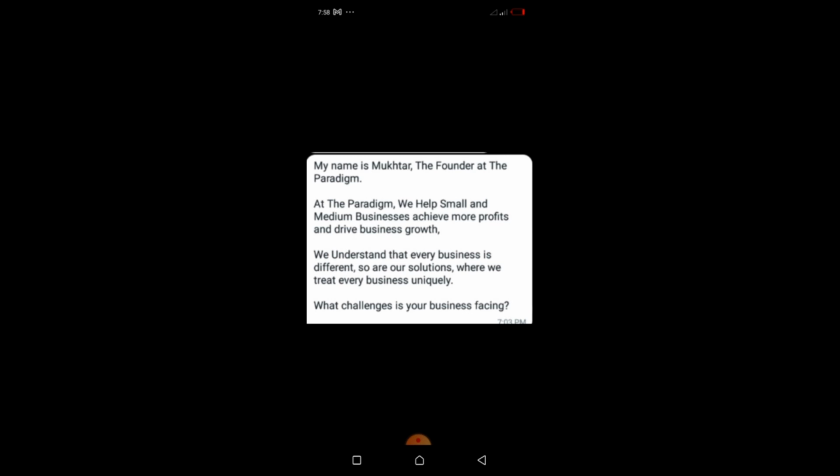Then the third paragraph says we understand that every business is different. So are our solutions, where we treat every business uniquely. Now, this is our unique advantage. This is our unique selling point. This is our unique selling proposition. Because unlike many other business development agencies that just give everybody the same solution, we don't do that. At The Paradigm, we listen to you, we listen to your business, we diagnose your business for the exact problem it has. Then we offer you the solution.